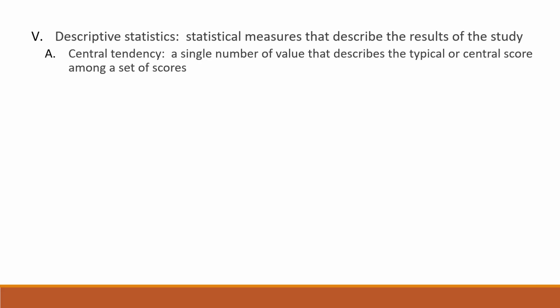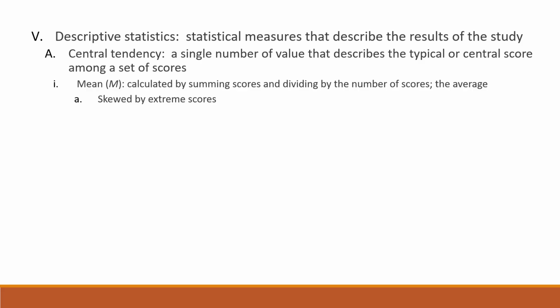For your study, you will also need to describe your data, not just visually, but with statistics. Descriptive statistics do just that. They describe the results of the study and include measures of central tendency, variability, and correlation. Let's start with central tendency, which is a single number or value that describes the typical or central score among a set of scores. Essentially, we're trying to find one number that describes the data.